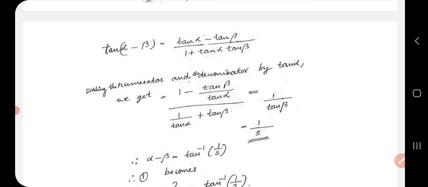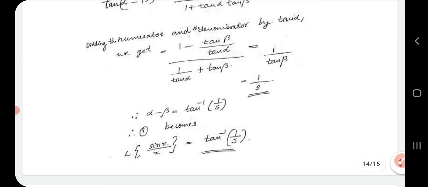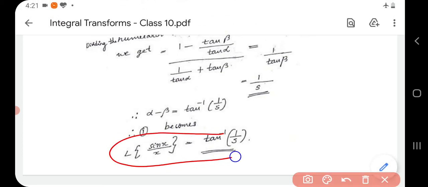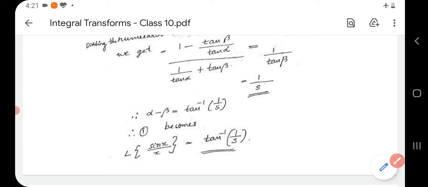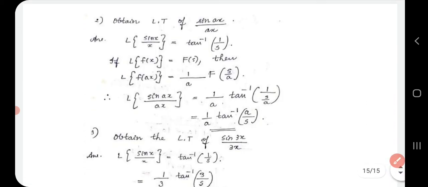Okay, so equation 1 will become Laplace transform of sin x by x. The formula is tan inverse 1 by s. Okay, so this is a formula. You will be asked only problems based on this. So Laplace transform of sin x, you know it is a by s square plus a square. Now Laplace transform of sin x by x will be tan inverse 1 by s.